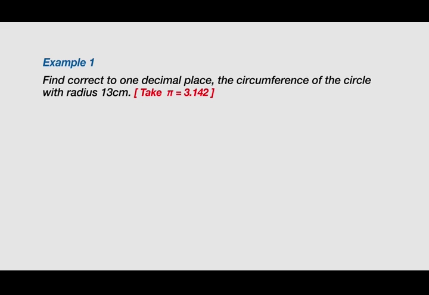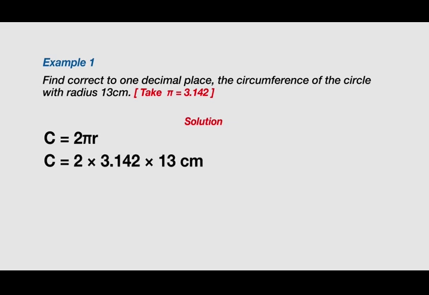You need to remember that the circumference is the length of the full circle. And we said circumference, which is C, is equal to 2 times pi times r. So we put in our values. We get C to be equal to 2 times 3.142 times 13. Now that gives us 81.692 centimeters. We have to write our answer to 1 decimal place. So we get C to be equal to 81.7 centimeters.